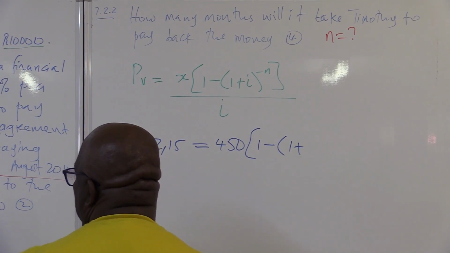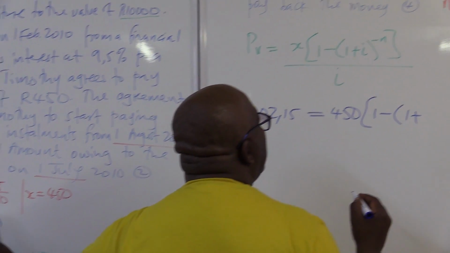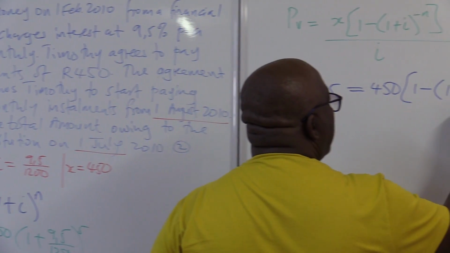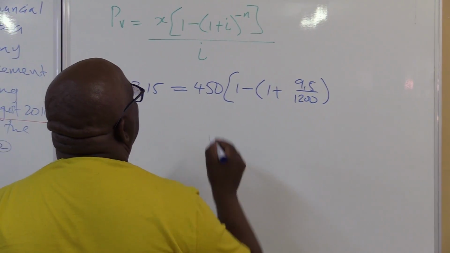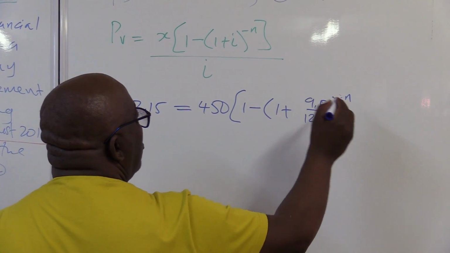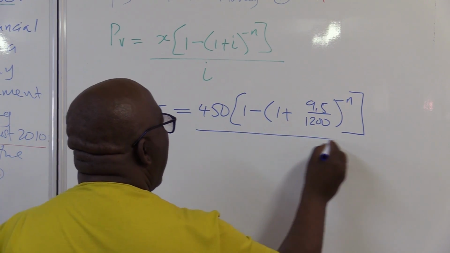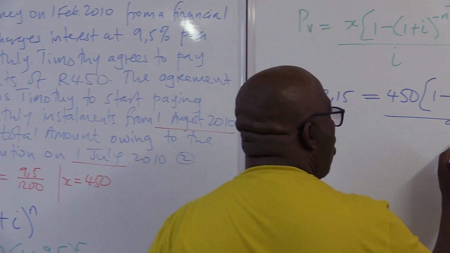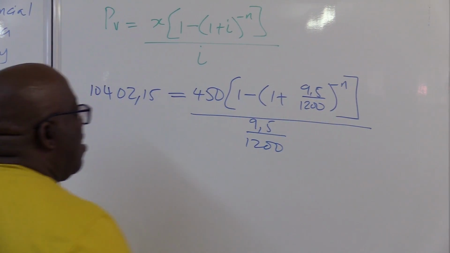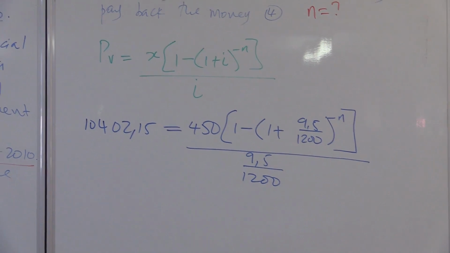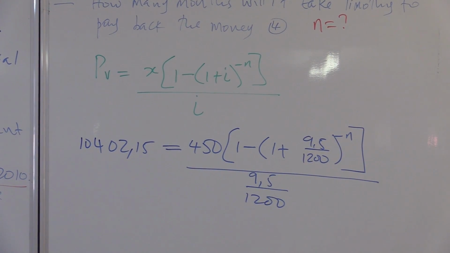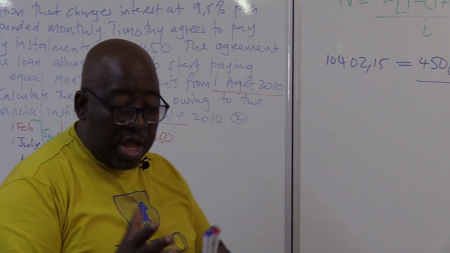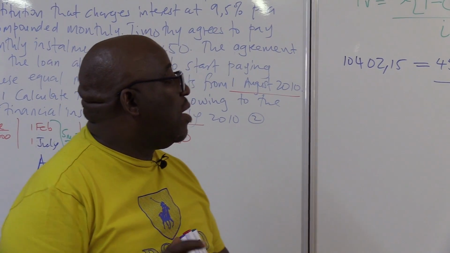How much is the interest rate? It is 9.5 over 1,200. Close the bracket, minus n. That's what I'm looking for. I don't forget to close this bracket, all over i. It is 9.5 over 1,200. I've got it all. I'm only short of my n in this particular case. Remember that when I've got n as the exponent, I'm likely going to use the logarithms. I know the definition of a log: a log of a number is its exponent at a particular base.